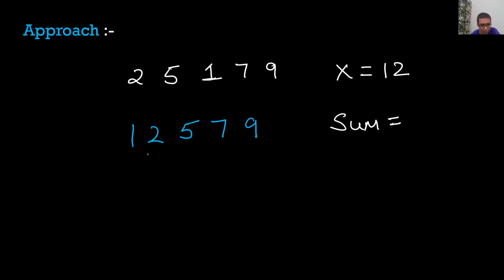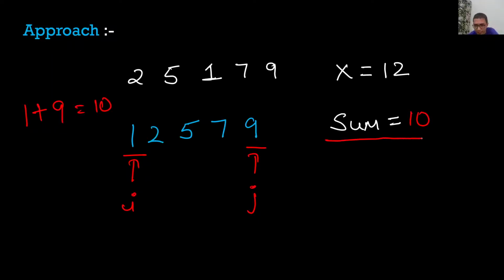So let me quickly summarize it for you. We have two pointers, one pointing at this location and one pointing at this location. Let's call the first one i and the second one j. Now, the sum initially is 1 plus 9, which is 10. So the sum is initially 10.